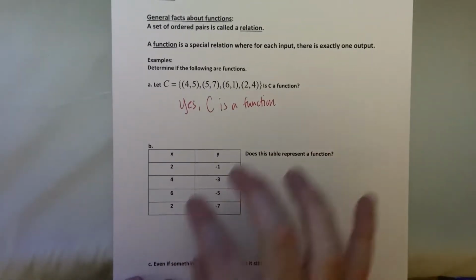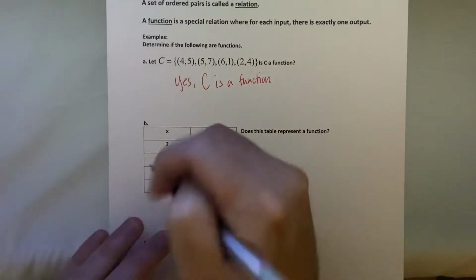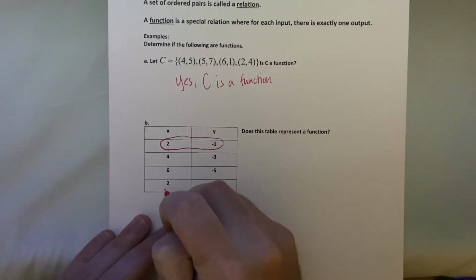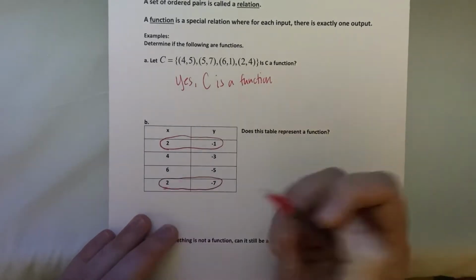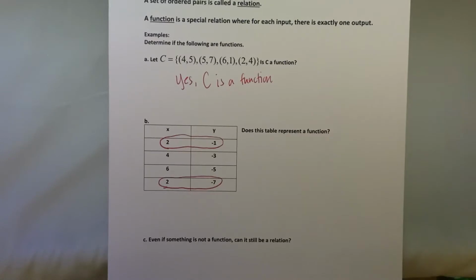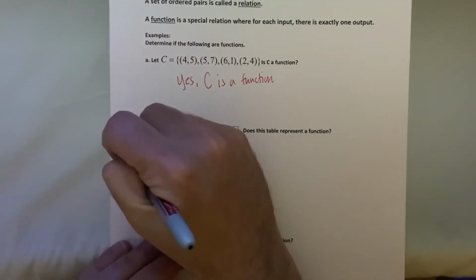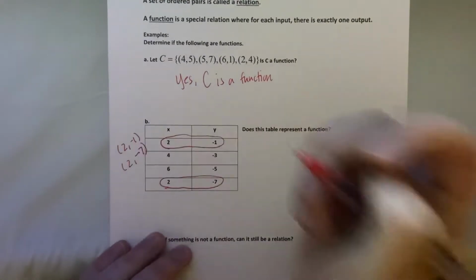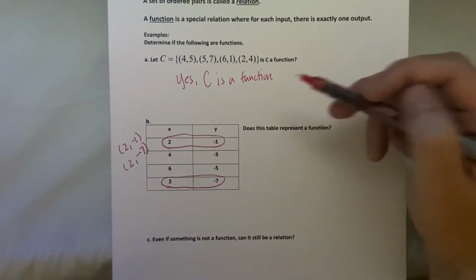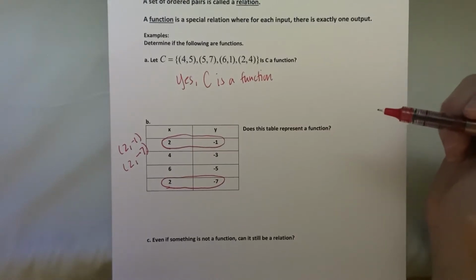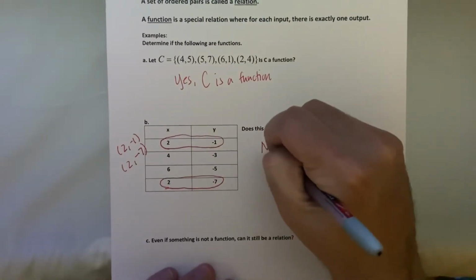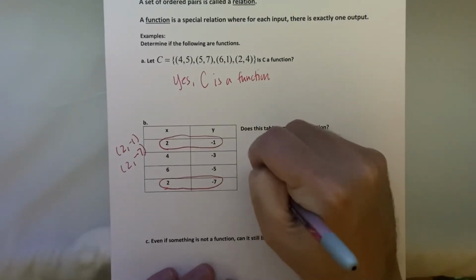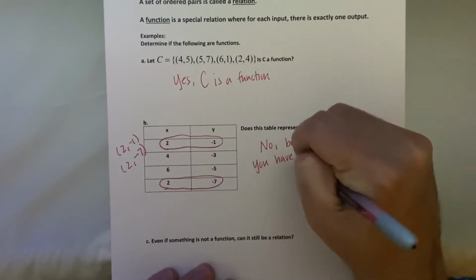Here are some x values, which are inputs, and y values, which are outputs. And you notice here 2 is going to -1, and here 2 is going to -7. This is what it looks like when it has the same input going to two different outputs. This would be (2, -1) and (2, -7) if it were in the form in part A. Does this table represent a function? No, because you have the same input going to two different outputs.